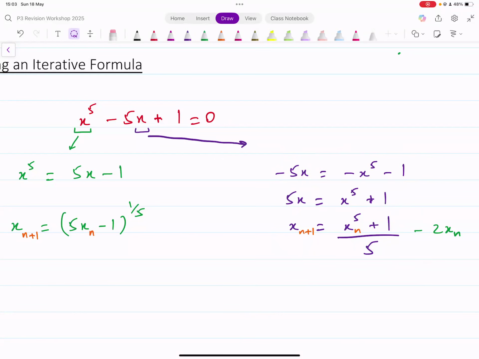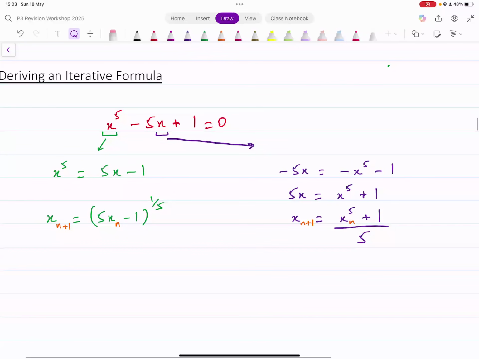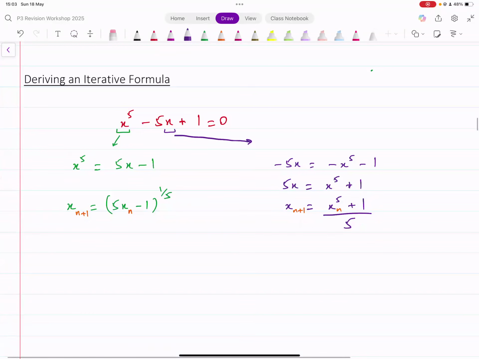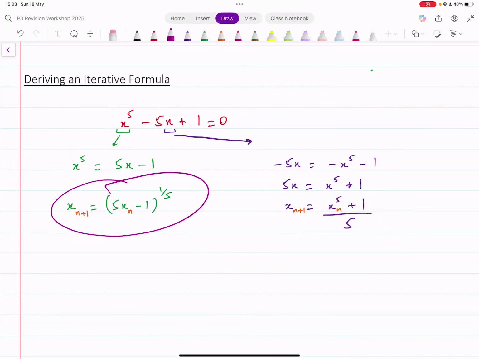Okay. Now these are two different iterative formulas. One of these will give you one possible answer. The other will give you another possible answer. So they will not both work at the same time, right? So for one solution, this might be working. For another solution, this might be working. So it's a power of 5 equation. So it can have up to 5 possible solutions. So some of those solutions might come from this iterative formula. Some of them might come from the other iterative formula.